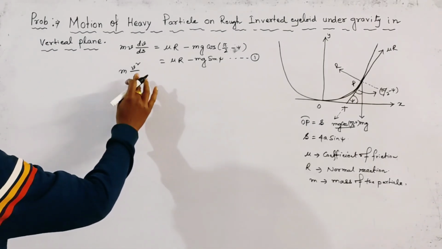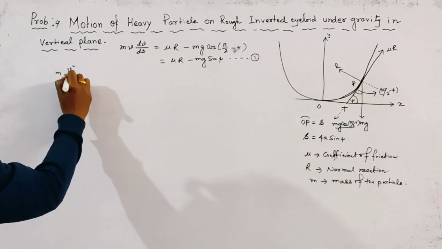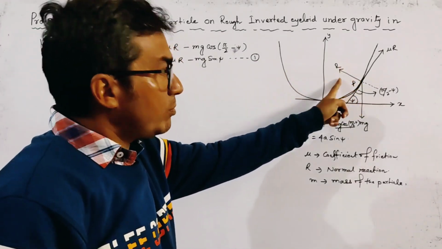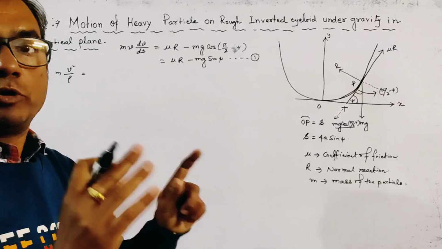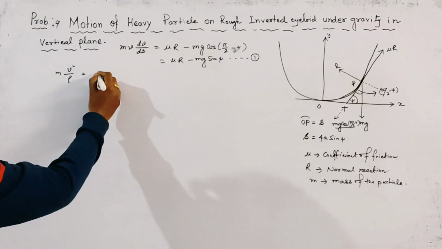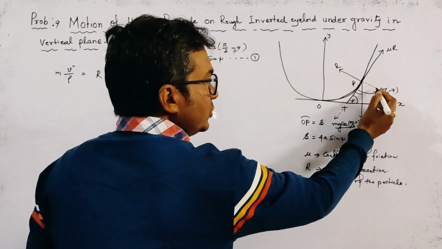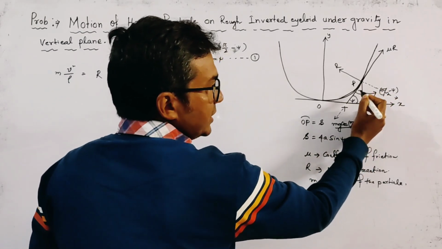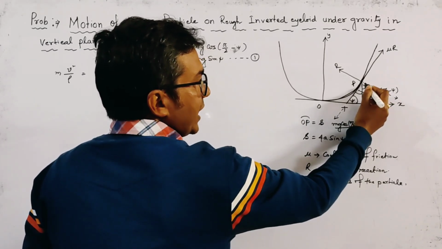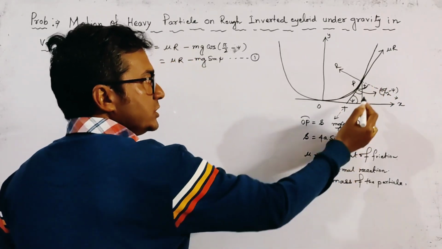Now we write the normal equation of motion. We write mv²/ρ equal to the normal force in the inward direction, which is taken to be positive. So R is the positive normal force, and the component of mg along the opposite of R: since this angle is ψ, the other is 90° − ψ, and obviously this is equal to ψ also, because the tangent and normal make an angle π/2.